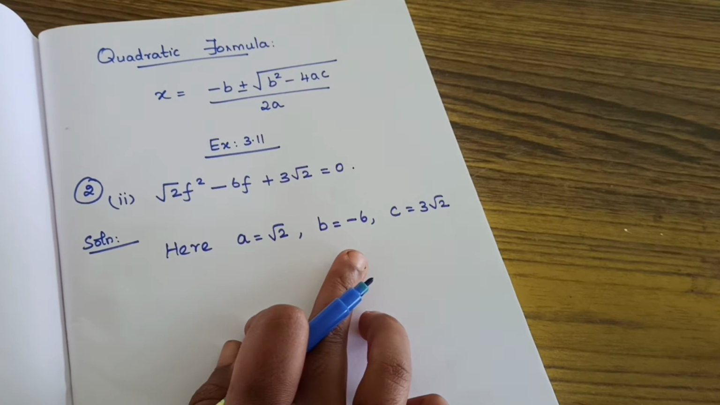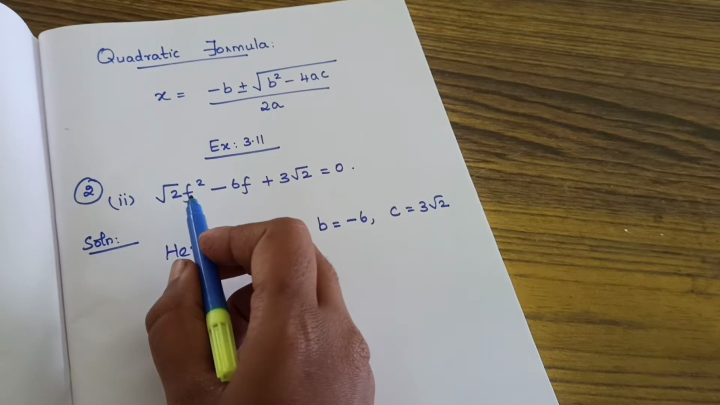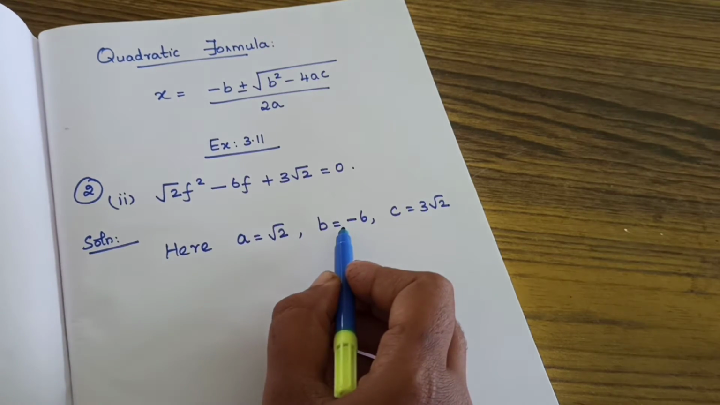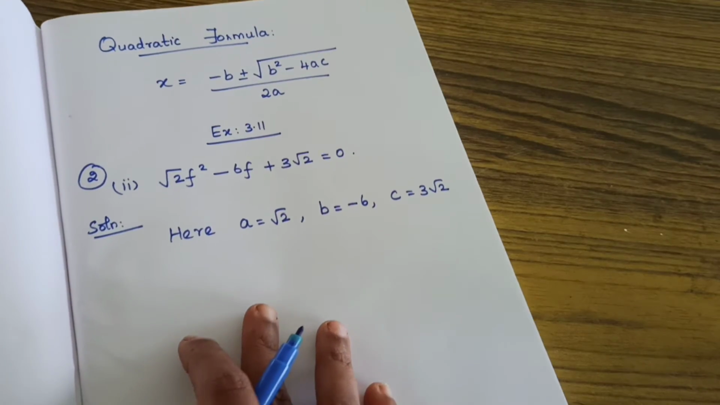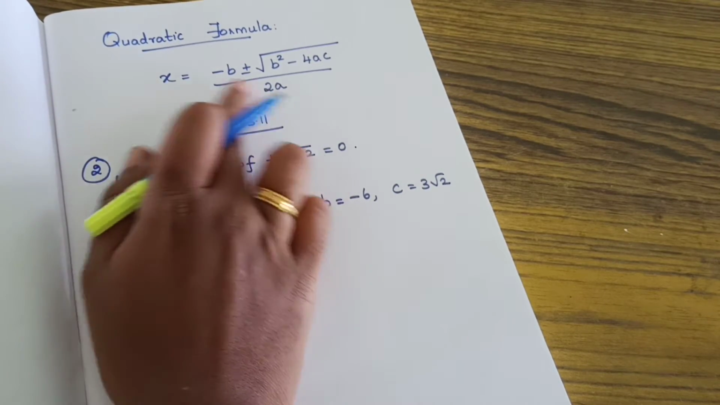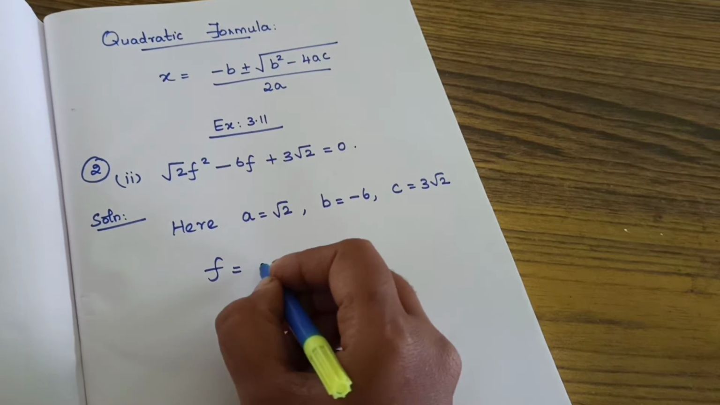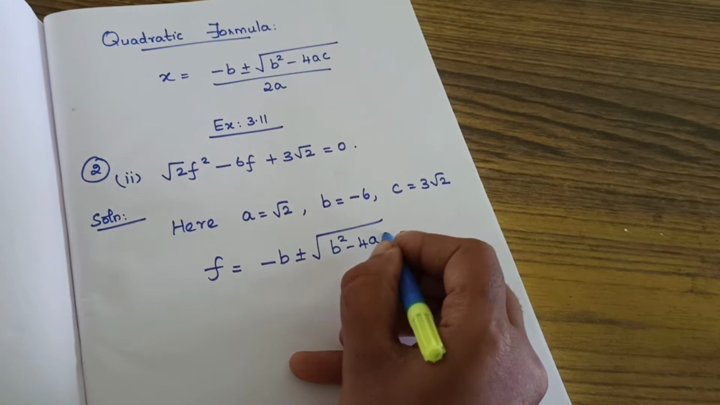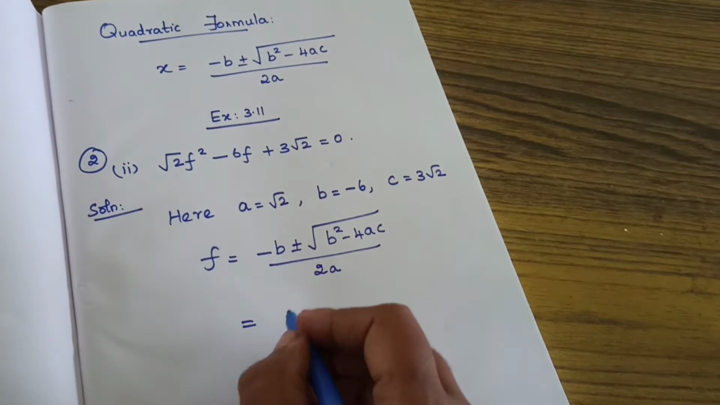How did you choose that? Here the variable is f. The coefficient of f square is a, so root 2. The coefficient of f is b, that is minus 6. And the constant term is c, 3 root 2. Got it? Okay. Now we need to write the formula. Normally for variable x we write x equals. Here the variable is f, so we write f equals minus b plus or minus square root of b square minus 4ac divided by 2a, which is equal to minus b.